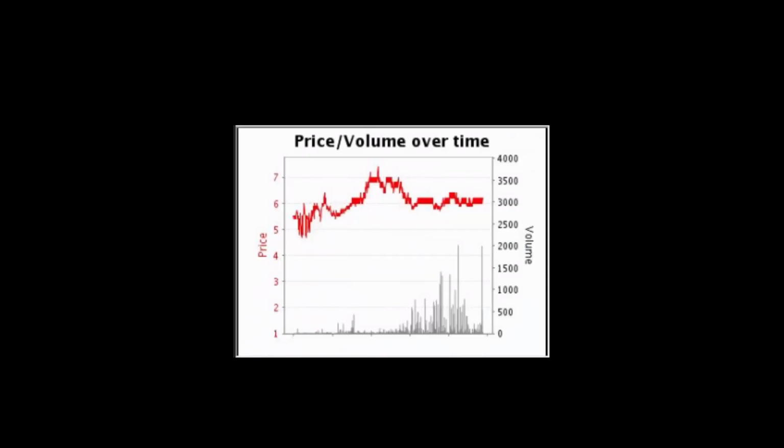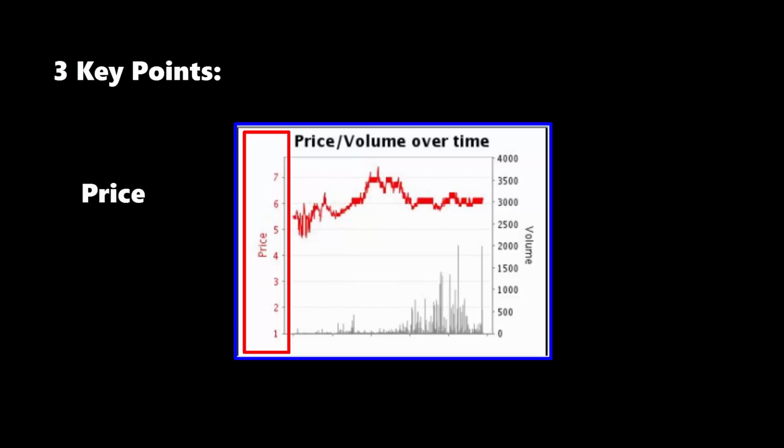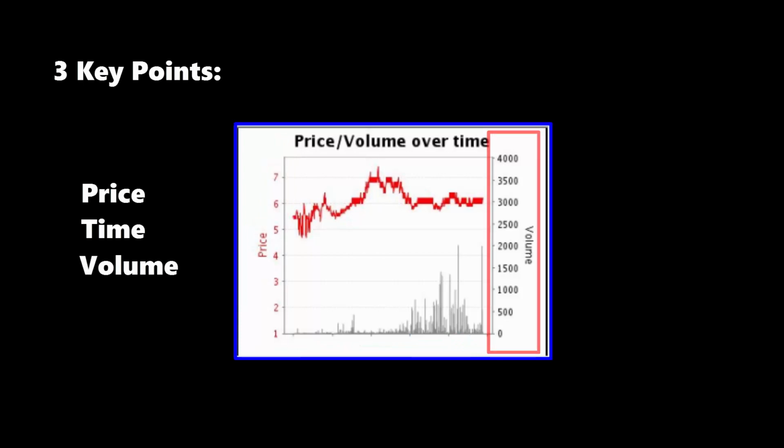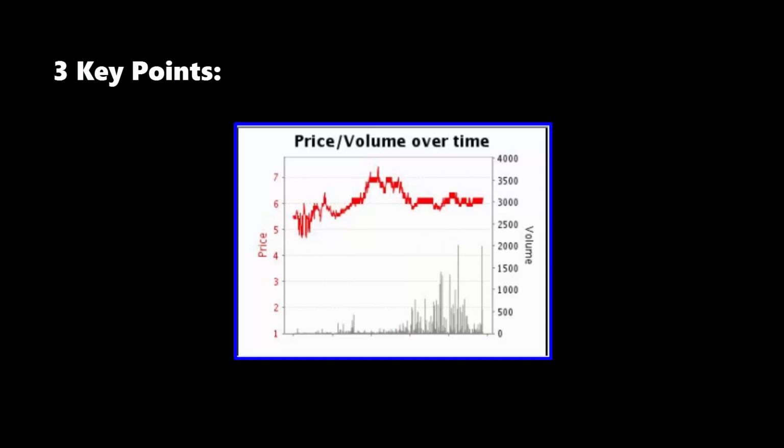Okay, so when you're looking at any Betfair graph, regardless of sport, there's always 3 key points to bear in mind. So quite simply, you've got price, time, and volume. Volume is just basically the amount of money matched at a specific price at that point in time, all crammed into one graph, and that is the Betfair graph.